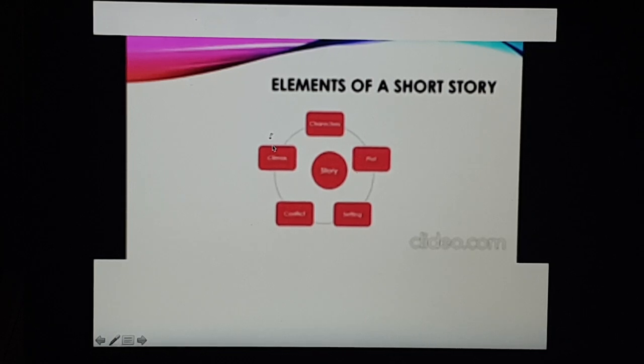Otherwise there is a clear-cut ending of the story, when the story ends with a happy note, or sometimes with a sad note, but it can have ambiguity also.